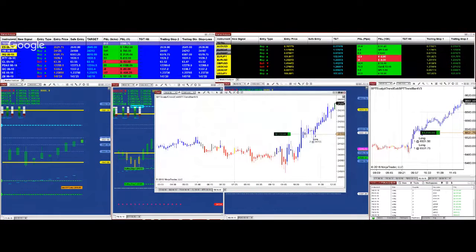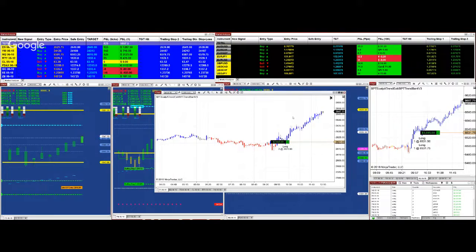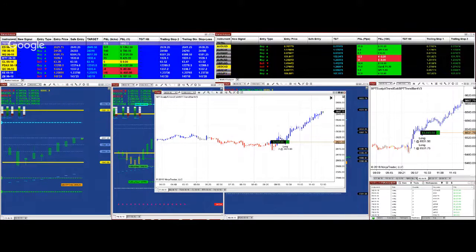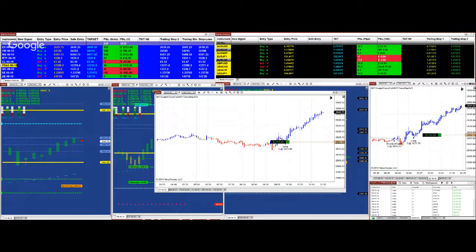The YM is doing very well on the 5 minutes. The NASDAQ, a couple thousand, and the ES 26. What do we have on the ES here? We have 24.50, almost the same prices.